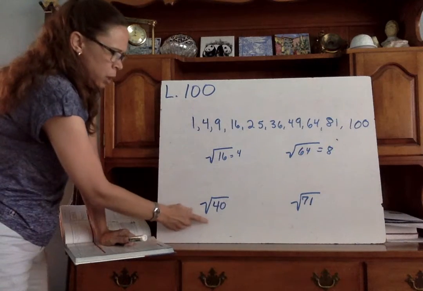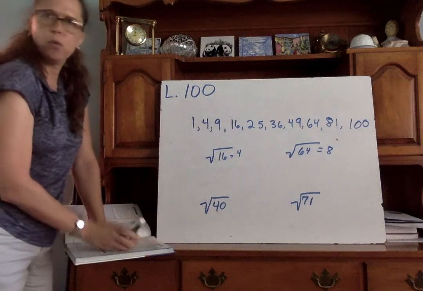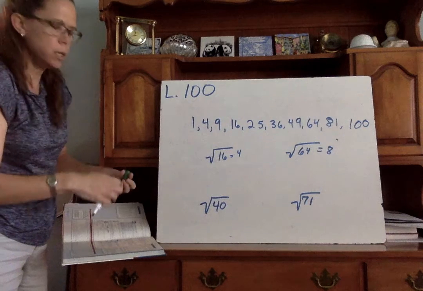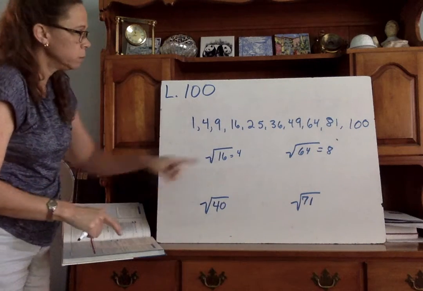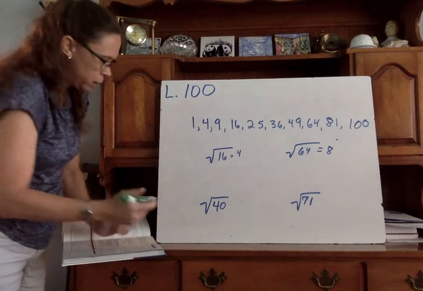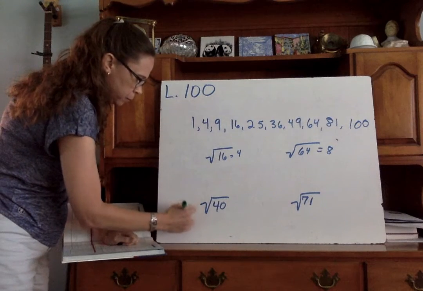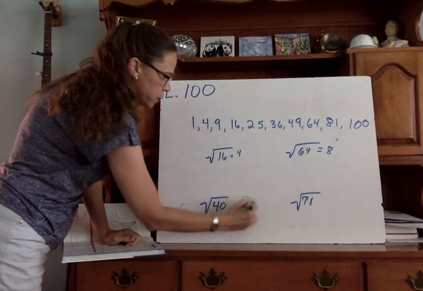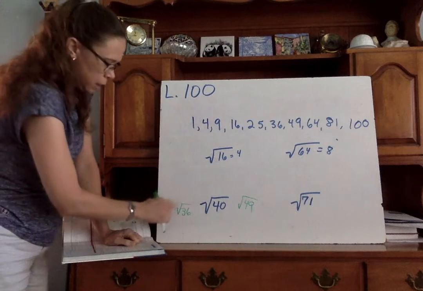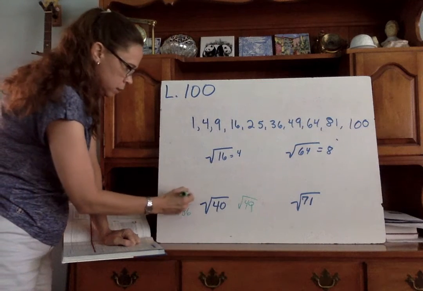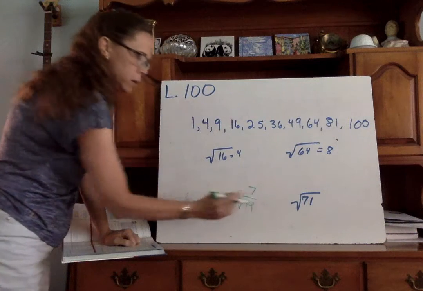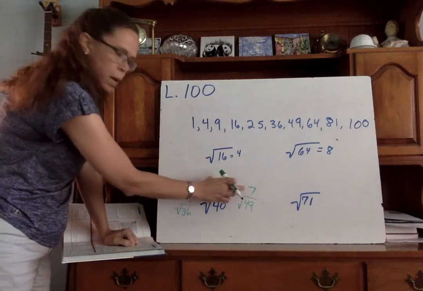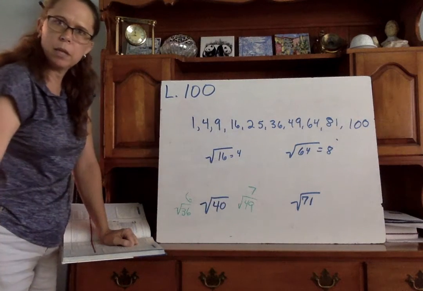So consider the square root of 40. Now 40 is not a perfect square, but 40 is close to some numbers that are perfect squares. 36 is a perfect square that is just below 40, and 49 is a perfect square that's just above 40. Now the square root of 36 is 6, and the square root of 49 is 7. So that means that the square root of 40 is between 6 and 7. It's going to be 6 point something, some decimal number.